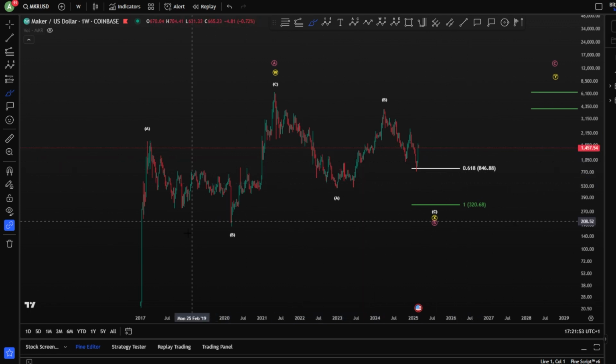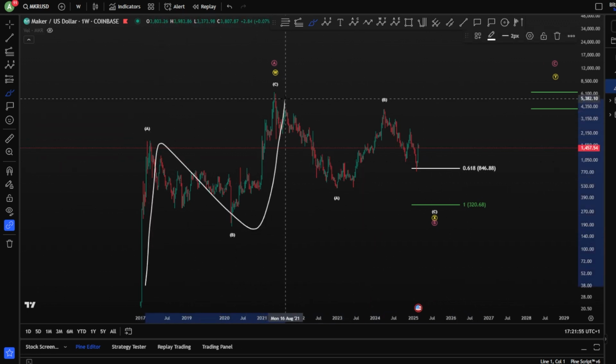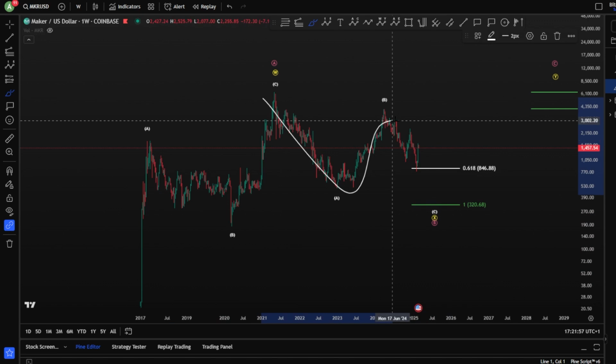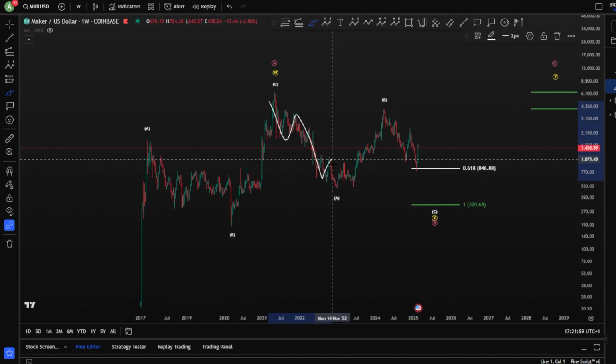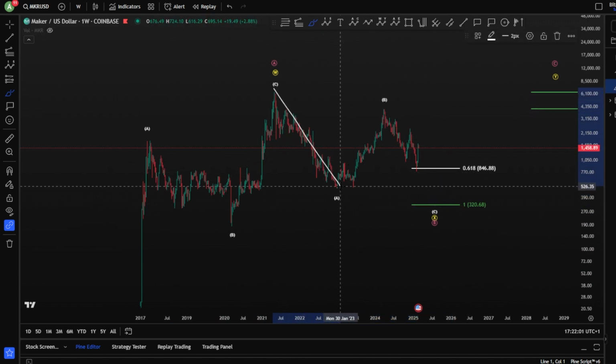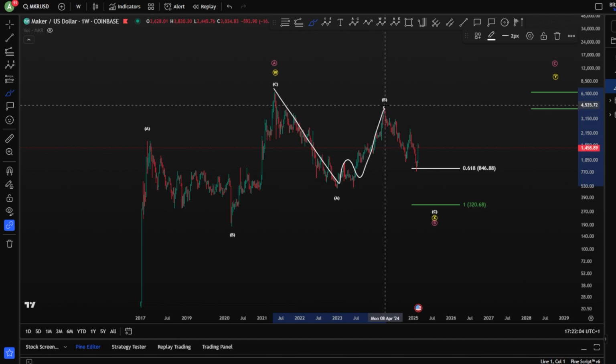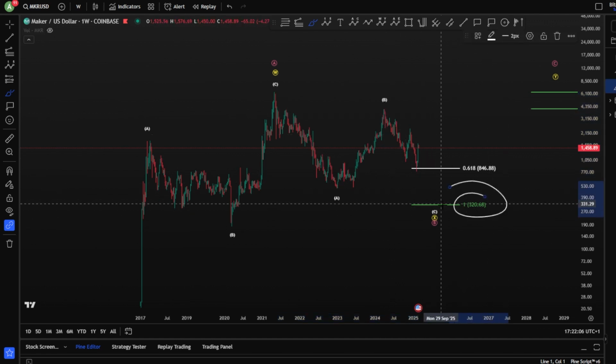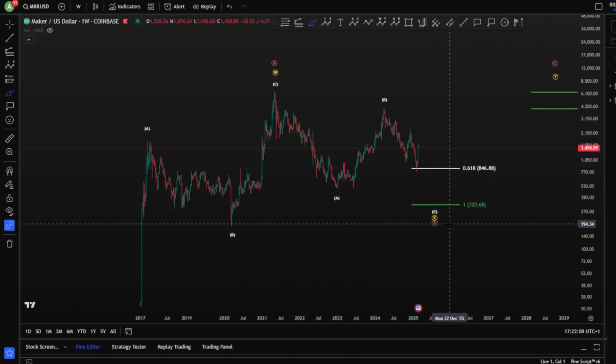And that's because you are looking at 3 waves up and 3 waves down. Your 3 waves down is a zigzag here, looking at this impulse, meaning you are in a wave A, and then looking for a wave B after it, and a wave C at 1-to-1, $320 for Maker.